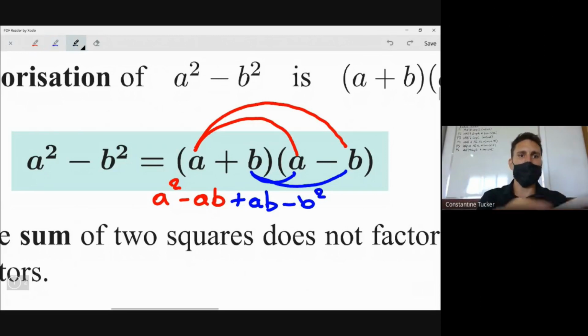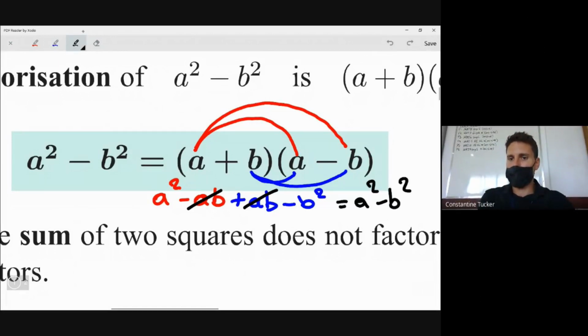So notice what happens here. Our favorite thing in the middle happens, because you have minus ab plus ab. These things cancel each other out, leaving us with simply a squared minus b squared. So this is indeed proven. Happy days. This formula is actually true, so you can now believe me because you have seen me prove it.